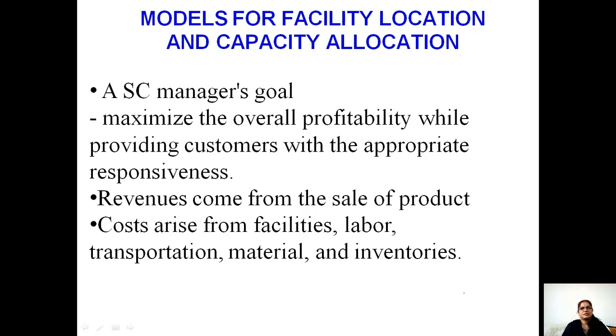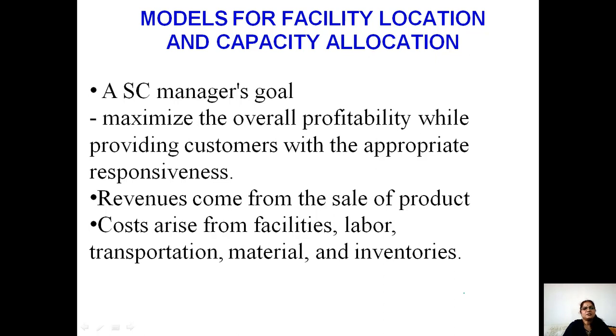While making facility location and capacity allocation decisions, a supply chain manager's goal is to maximize the overall profitability while providing customers with the appropriate responsiveness. As I already mentioned, responsiveness of a supply chain is the capability of the supply chain to respond to the varying nature of the demand of the customer. Of course, responsiveness always comes with a cost. So, an efficient supply chain cannot have considerable responsiveness.